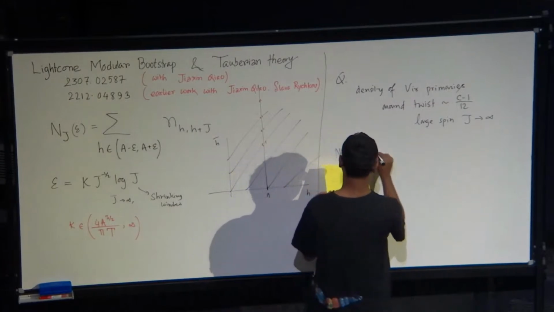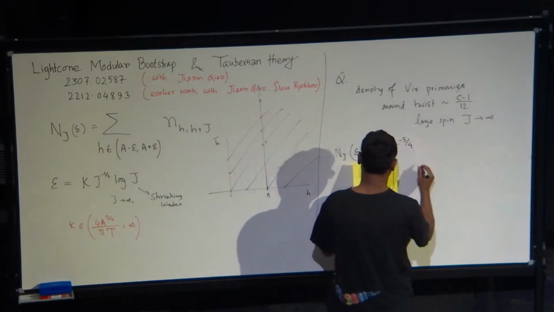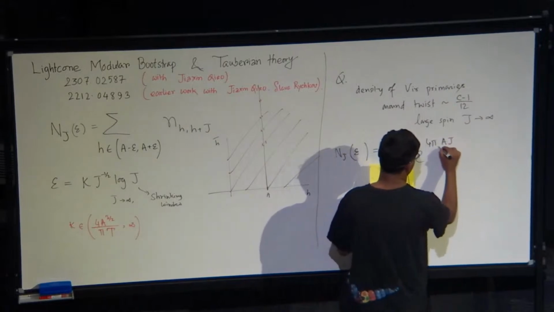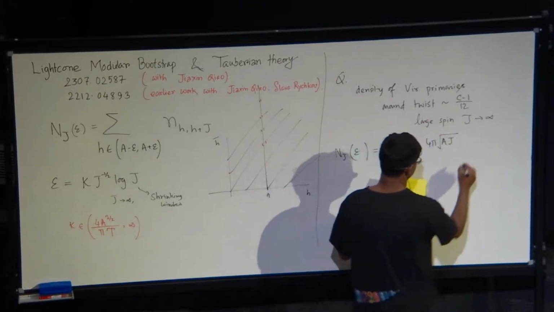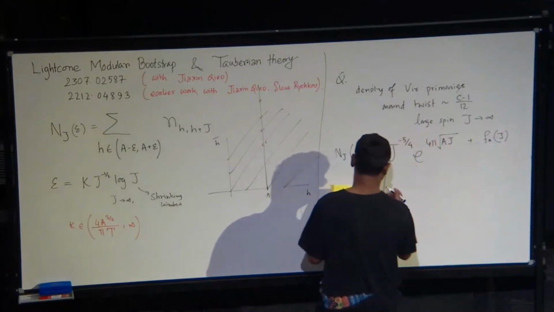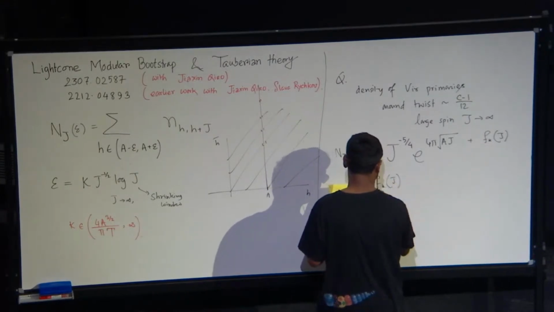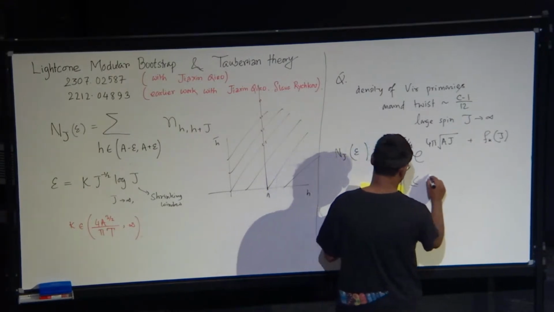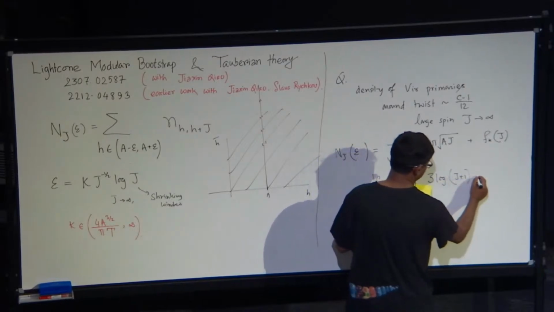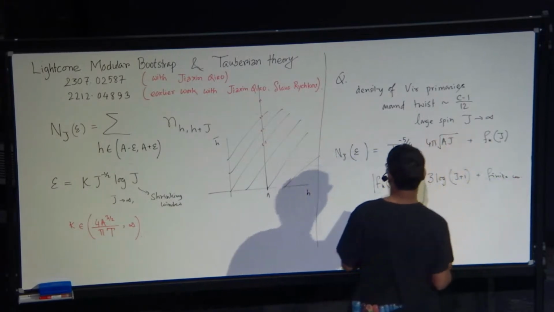Epsilon is J to the power minus 5/4, e^{4π√(A J)}, plus some correction, which is basically logarithmic. So we can bound this thing of J, which is 3 log J plus 1 plus some finite constant, which doesn't matter.